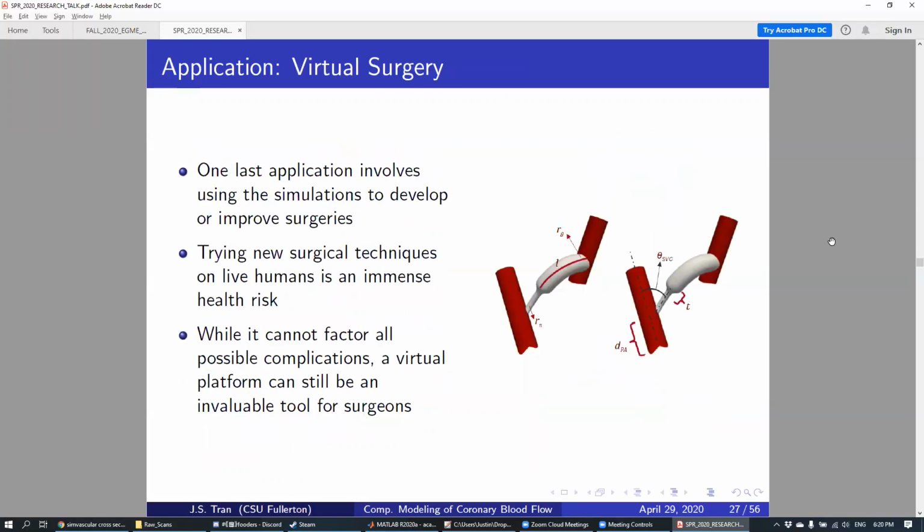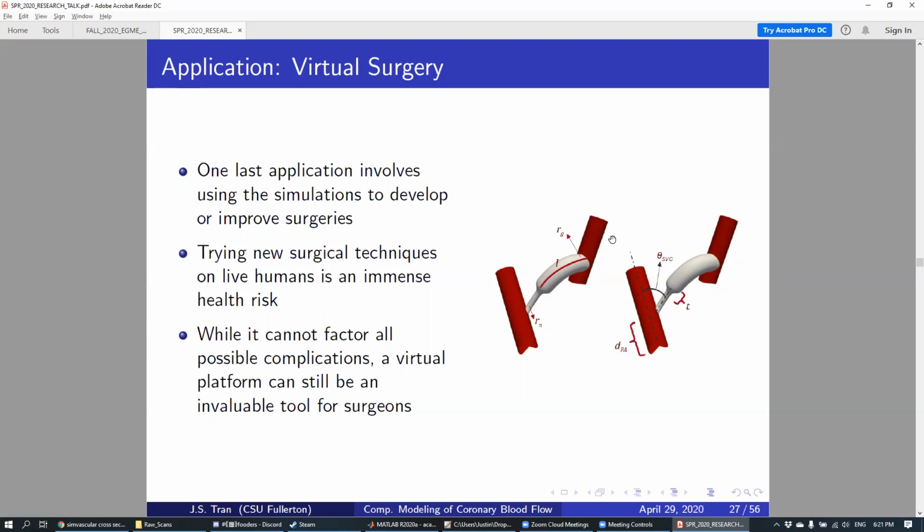And the last application area that I'll talk about, that's really exciting, is actually in virtual surgery, right? Because we're doing simulations and all of it's virtual, you can try things on these geometries that you wouldn't normally try on a real person. One thing is to try out new surgeries. Say a surgeon wants to try out a different kind of surgery on a particular kind of patient, right?